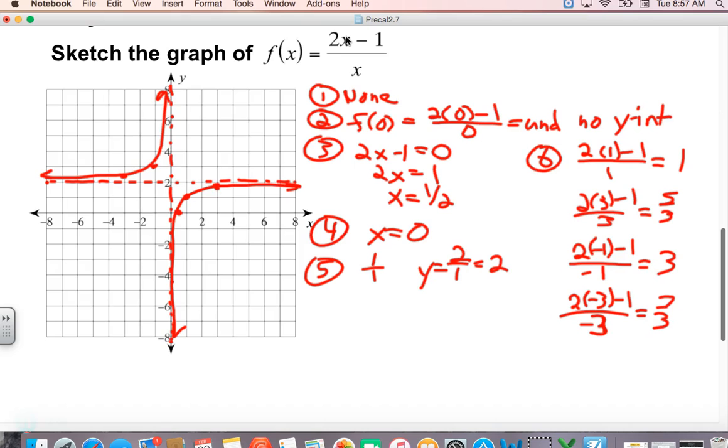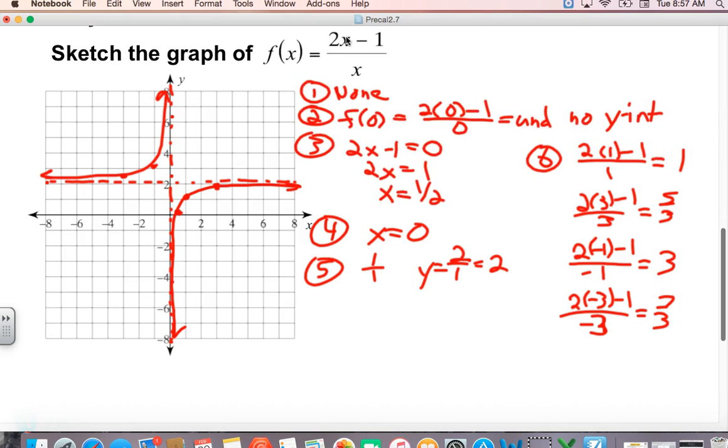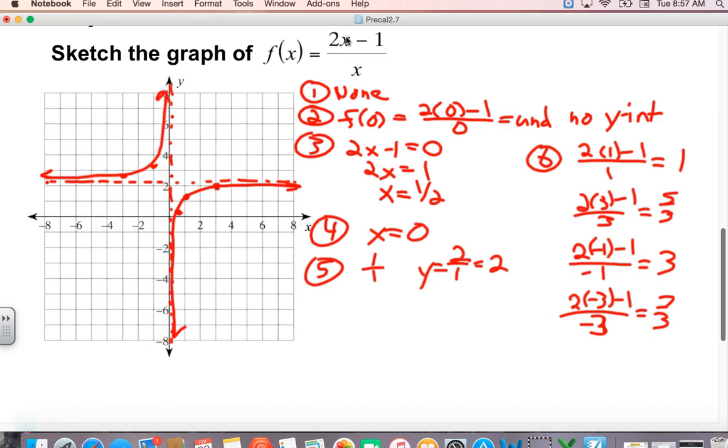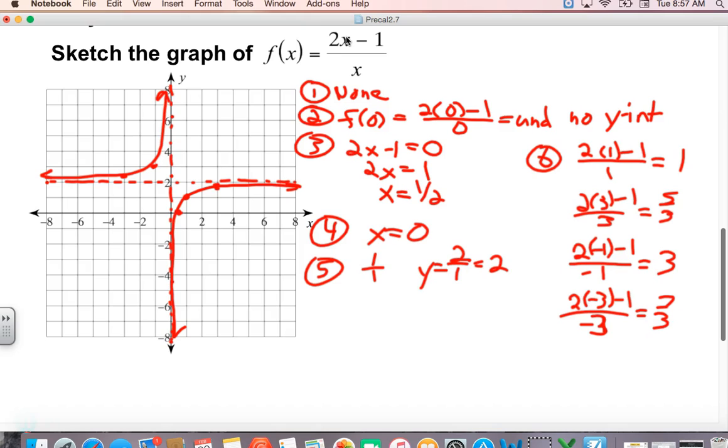Then on number 1, second step, you've got to find the y-intercept where you plug in 0, and it makes you divide by 0, which is undefined. So you don't have a y-intercept. Next step is to set the numerator equal to 0 to find the x-intercepts. So whenever we do that, we solve and get x equals 1/2. So you have an x-intercept right over here at 1/2.